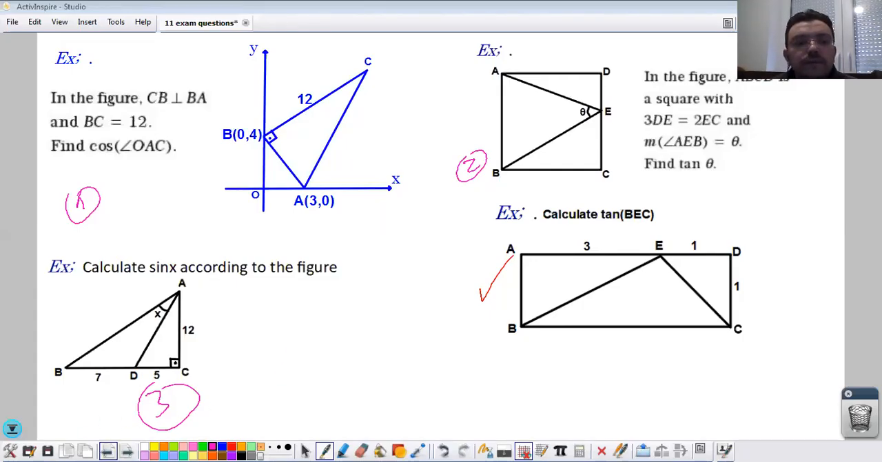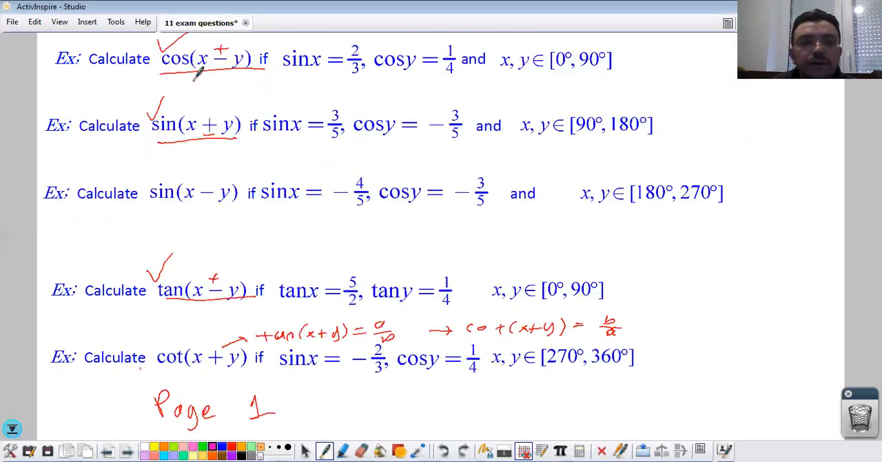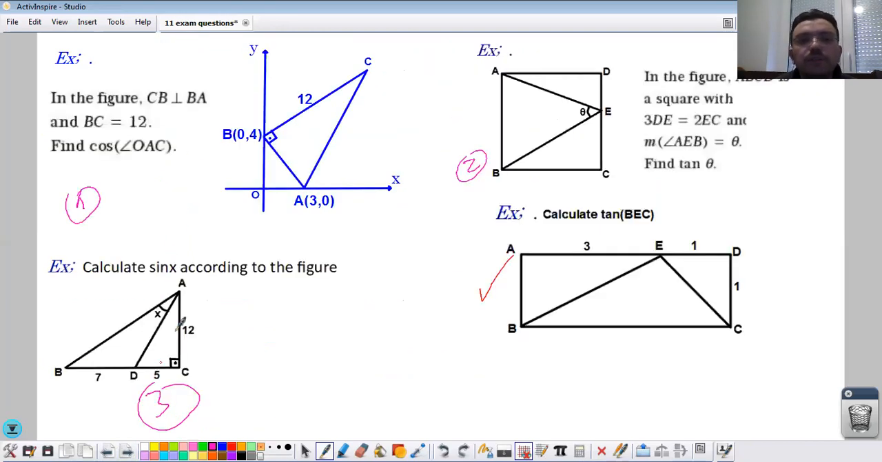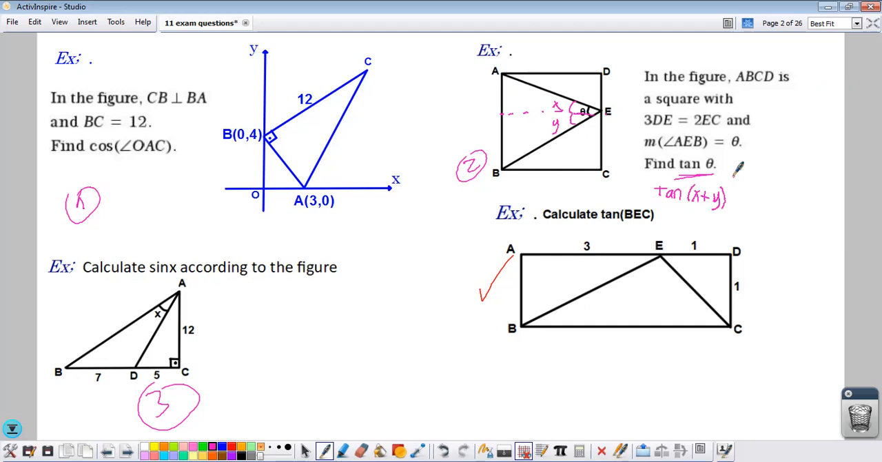So the questions which are about sum of angles for cosine, sine x plus y, x minus y, by using the shapes. We have two basic shapes in here, and for these basic shapes, you just draw a parallel line over there. Once you make these two angles, x and y, the theta, tangent theta over there turns into tangent x plus y. And you just need to find tangent x and tangent y from the shape.